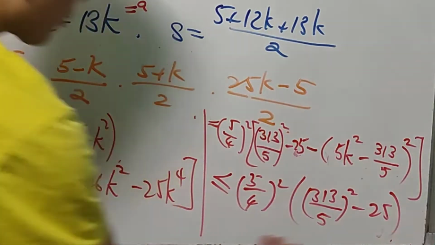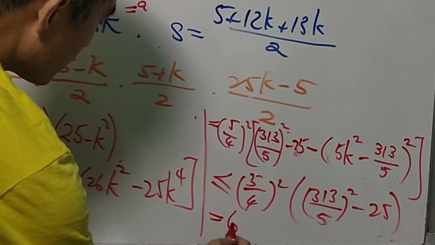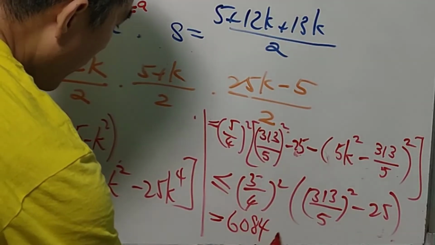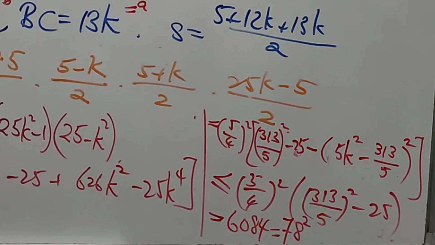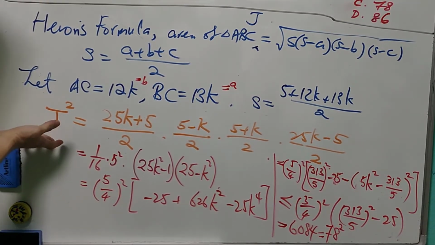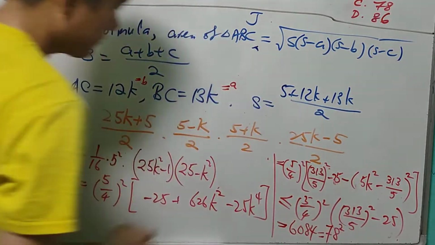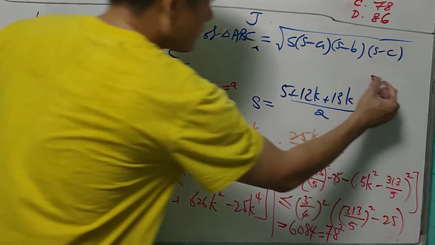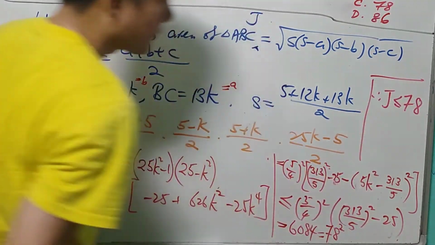This expression looks complicated, but after we do the calculation, this is a very nice answer. This is 6084, and it is actually equal to 78 squared. Amazing. Right, so what we have so far is J squared is less than or equal to 78 squared. So we can say that, therefore, J will be less than or equal to 78.